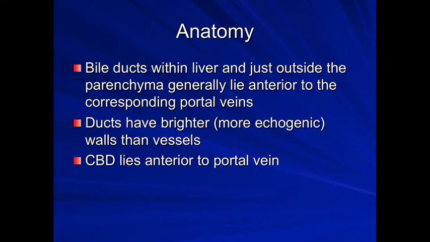Some points that are worth noting is that the bile ducts within the liver and just outside the parenchyma generally lie anterior to their corresponding portal veins. The ducts inside the liver have brighter walls, they are more echogenic than the vessels, and this in combination with colour Doppler can be used to distinguish between the ducts and the vessels. The common bile duct lies anterior to the portal vein as it travels down towards the head of the pancreas, and we use this relationship to assist us in finding the common bile duct when we're scanning.